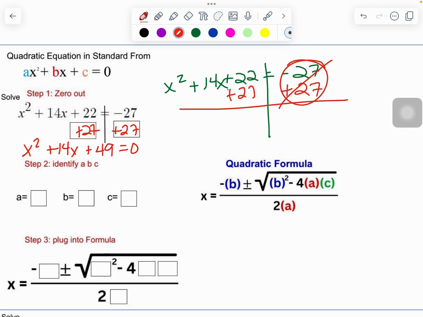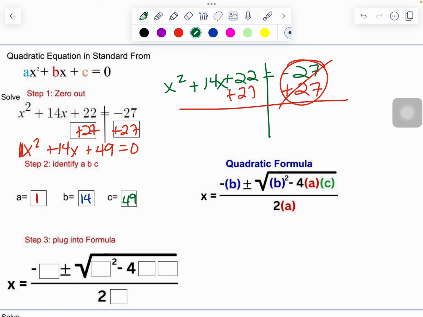So now, just like the snowflake, we're going to find our a, b, and c. So our a is the number in front of x squared. So remember, ax squared, 1x squared. So your a is 1. So I'm going to put a 1 right here. B is the number in front of x. And if I look here, the number in front of x is positive 14. So my b is positive 14. And then my c value is the constant that is all by itself before the equal sign, and it is positive 49. So I'm going to put 49 here.